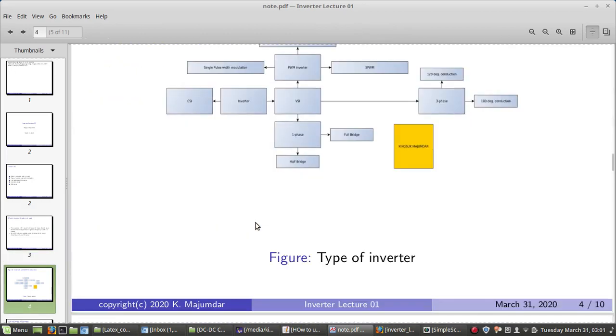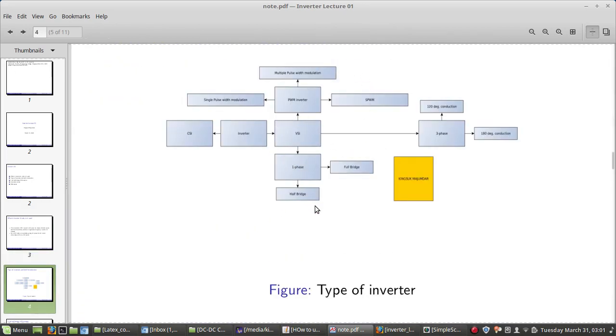Now the types of inverter. Look at this flowchart. An inverter is mainly categorized as VSI, the voltage source inverter, where the source is a voltage source, and the other one is the current source inverter. The voltage source inverter is further classified by the number of phases, single phase or three phase, or by the technique of switching, say PWM.